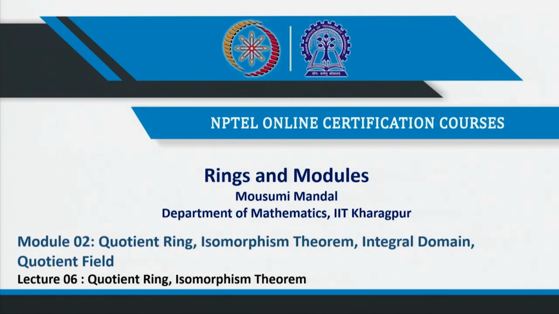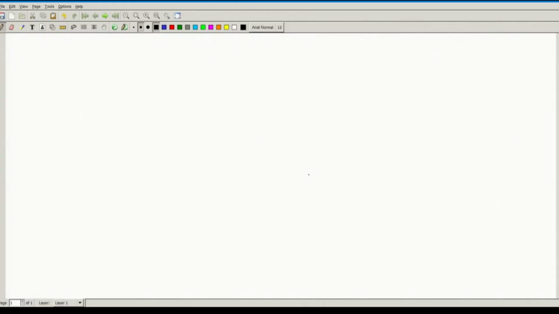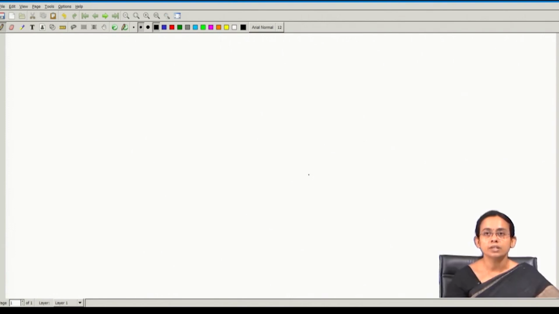Welcome to lecture 6. Today we are going to talk about the quotient ring and isomorphism theorem. We already know about the structure of the quotient group. What we did there was start with a group, consider a normal subgroup of that group, and then talk about the quotient. We saw that the set of left cosets by that normal subgroup also has a group structure, and that is what is known as the quotient group.